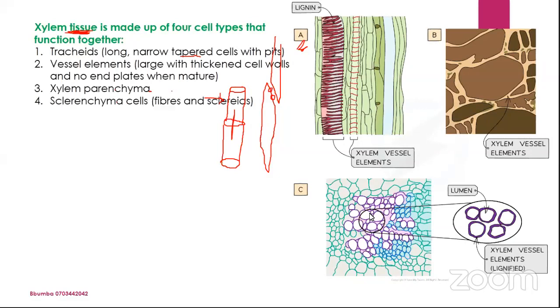Then thirdly, the sclerenchyma tissue. Now this one is made up of fibers and sclereids. Sclereids even have what they call stone cells. Now those fibers are strong. They give support within the places where they are, within the stem or in the leaves, just for support.